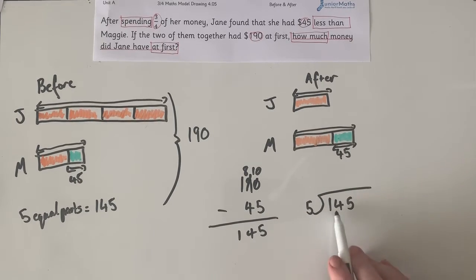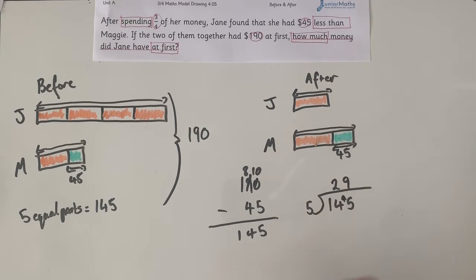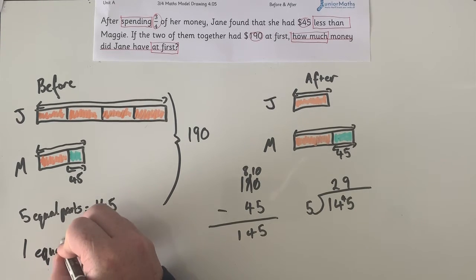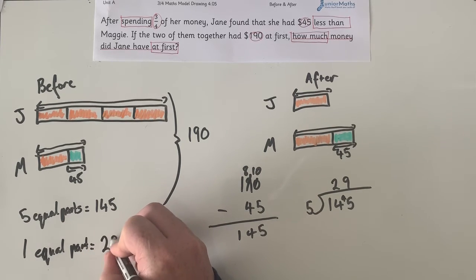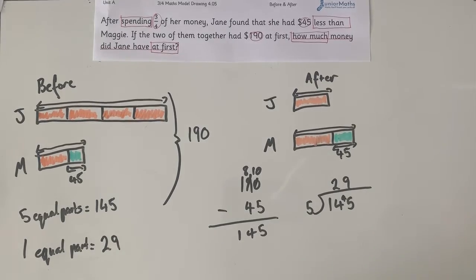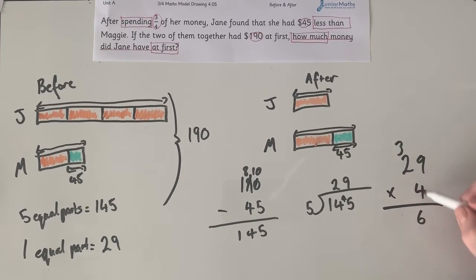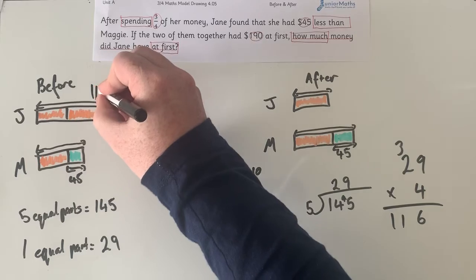$145 divided by 5. 5 into 14 is 2, remainder 4. 5 into 45 is 9 times. So 1 equal part equals $29. So now our step is to find out, because we want to know how much money Jane had at first. She had 4 equal parts, so 29 times 4. At the start, Jane had $116.